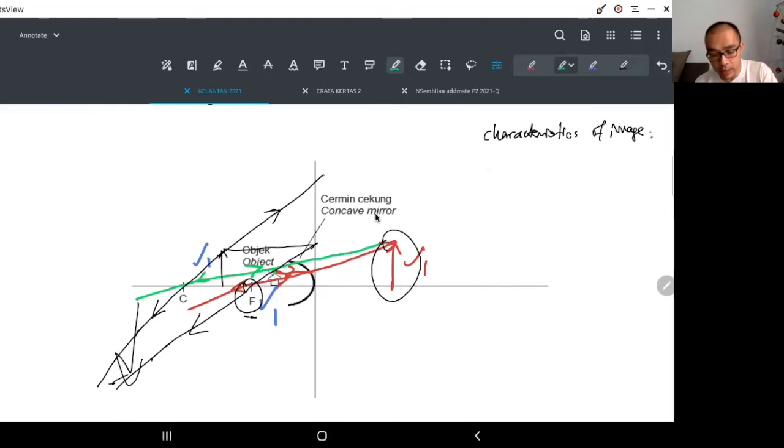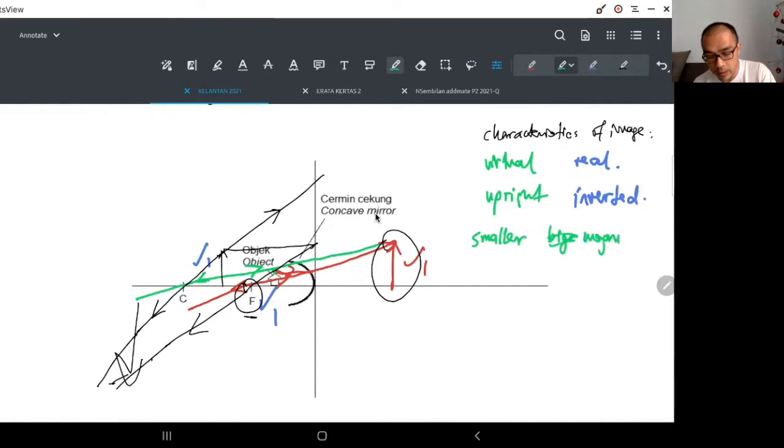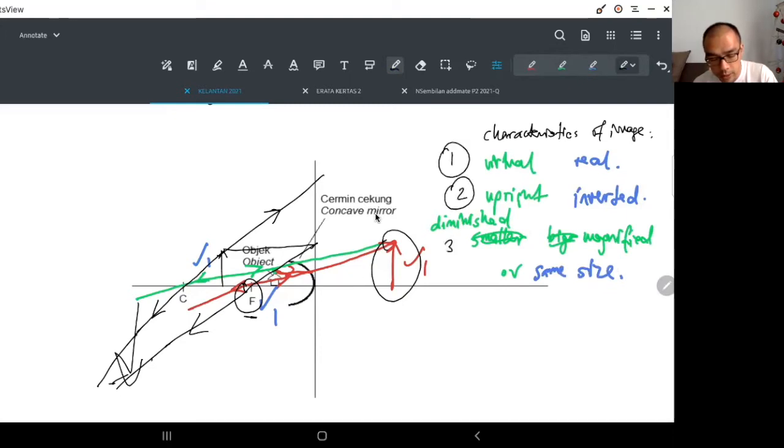Okay, either it is virtual or it is real. Either it is upright or it is inverted. And then either it is smaller or bigger, oh no, magnified. Smaller, not smaller, diminished actually. Diminished, magnified or same size. So you will have to definitely give 1, 2, and 3.